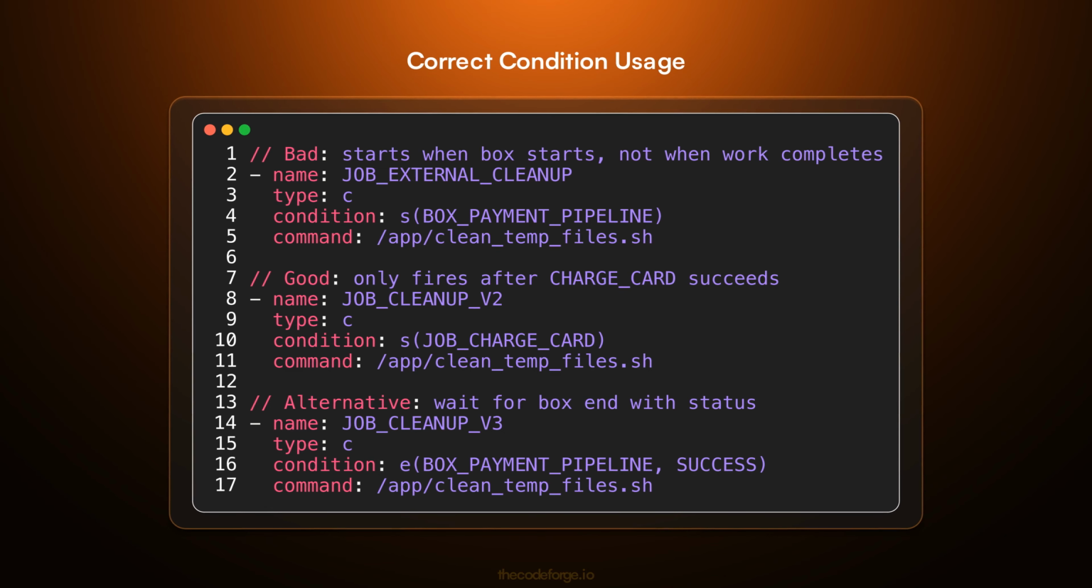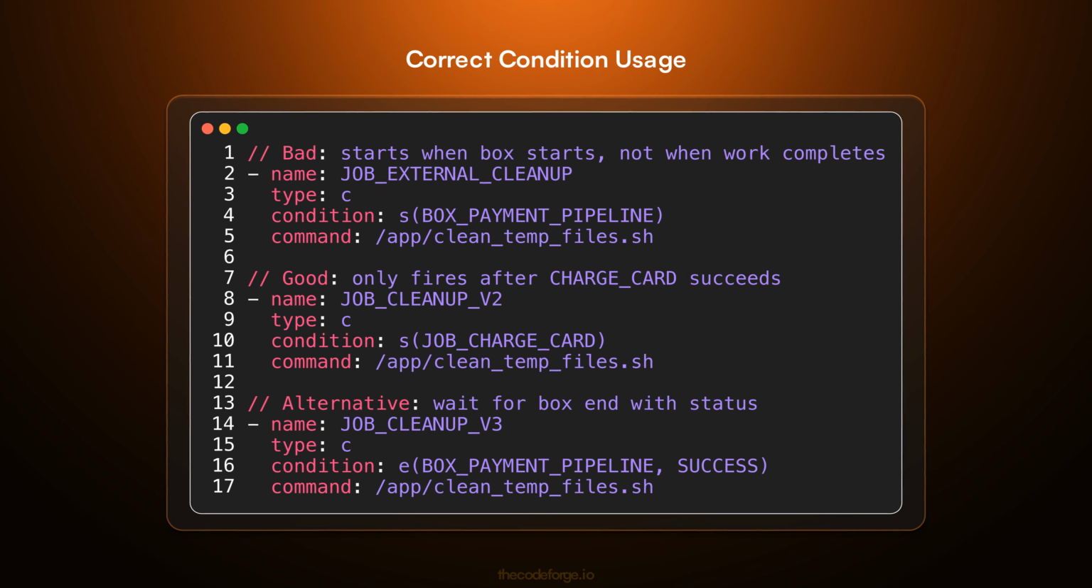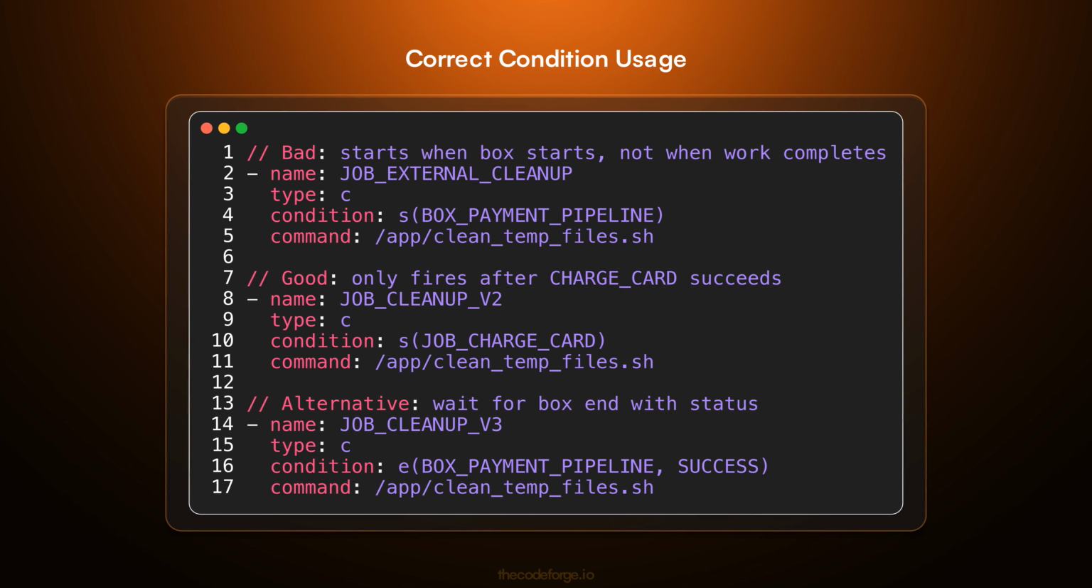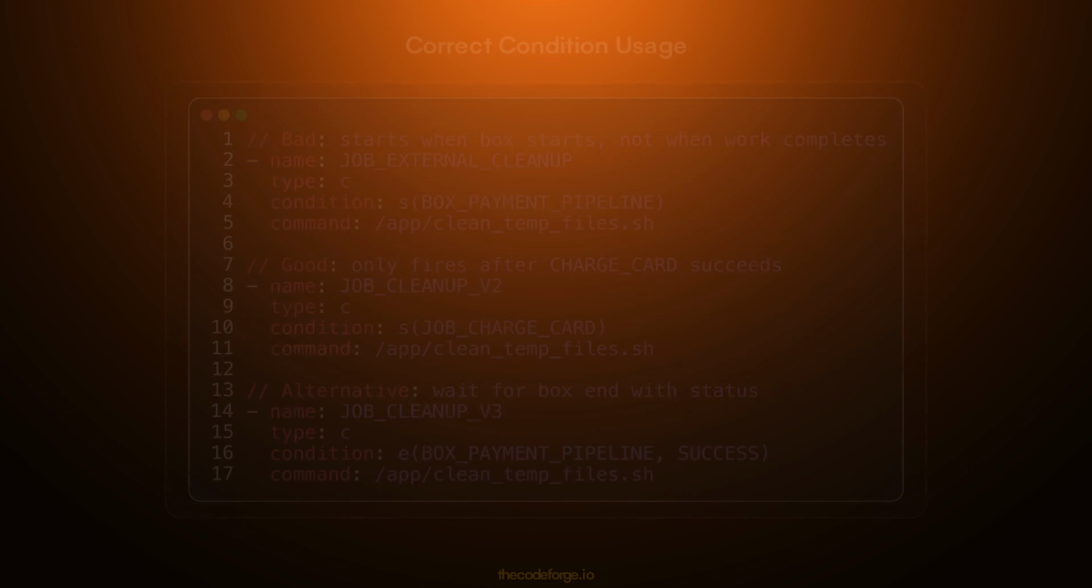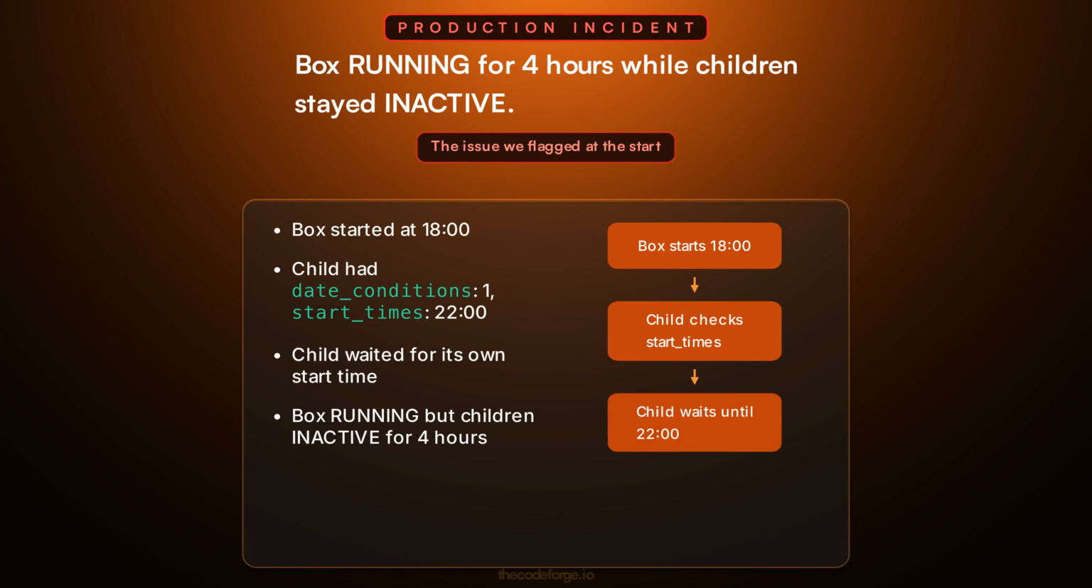Here are 3 approaches. The first is wrong, it triggers on box start. The second conditions on a specific child job. The third uses success to wait for the box to end with success status. This is the same issue we highlighted at the start.